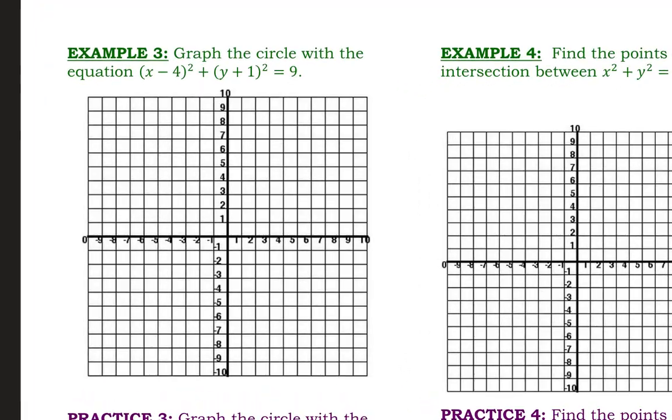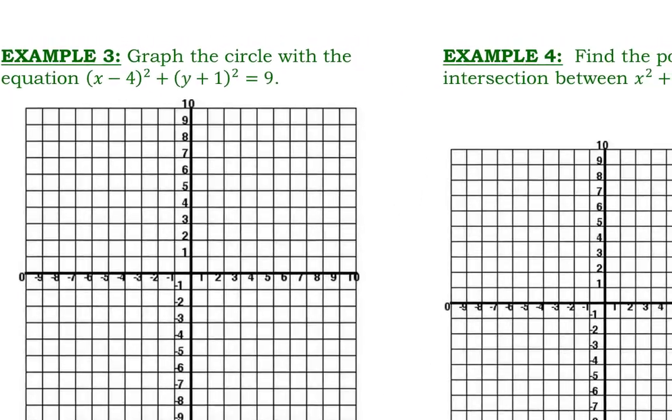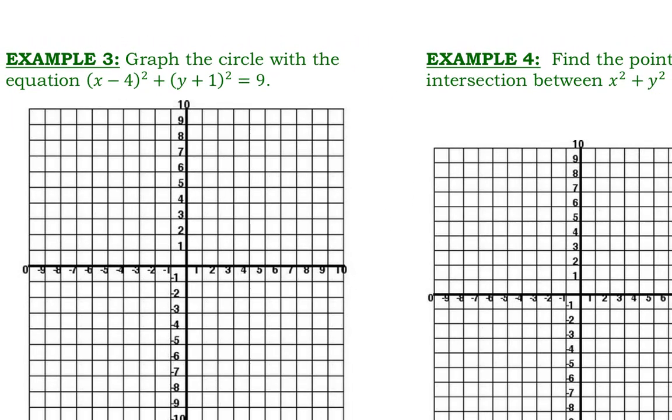All right, it says graph the circle with the equation that has x minus 4 squared plus y plus 1 squared equals 9. What would the center be? If I write x minus h squared plus y minus k squared equals r squared, what would the h and k be? Positive 4 and, good, negative 1. This would be the center.